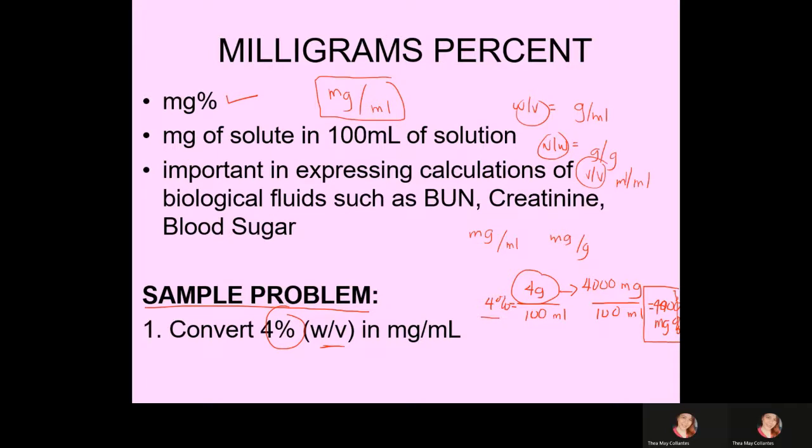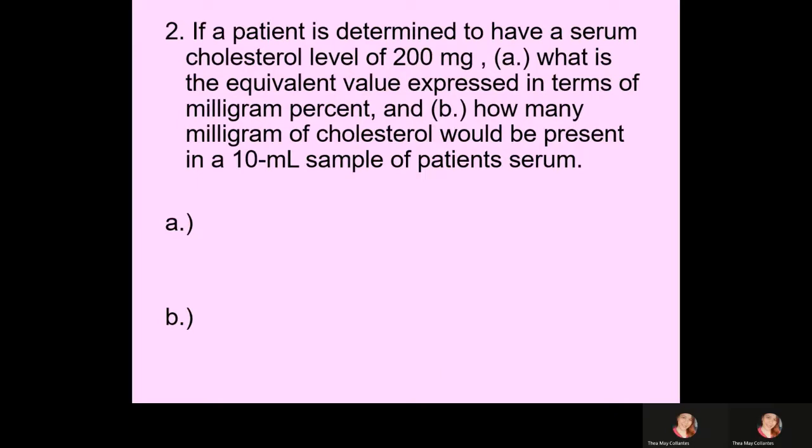So next, we will proceed with your second question here. If a patient is determined to have a serum cholesterol level of 200 milligram, what is the equivalent value expressed in terms of milligram percent? So usually, guys, the problem is per deciliter. So when you write it, that would be 200 milligram per deciliter. So actually, what is being presented here is there is 200 milligram in every 100 ml sample of your blood. So in every 100 ml, your patient has 200 mg of cholesterol.